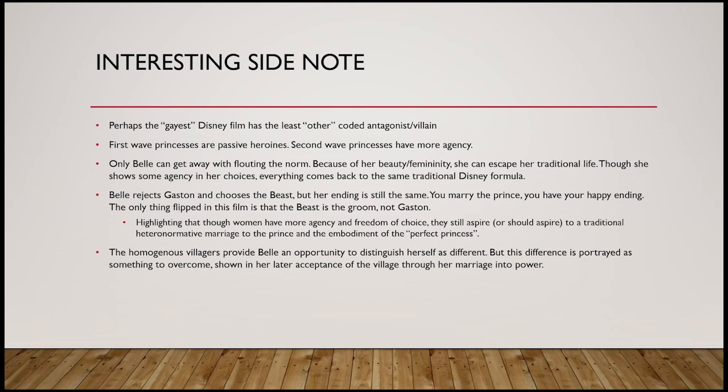We also see that the homogenous villagers provide Belle an opportunity to distinguish herself as different, but this difference is portrayed as something to overcome, shown in her later acceptance of the village through her marriage into power. So when we're talking about the other as a concept of Disney villainry, it's always an obstacle. It's something different, it's something that isn't helpful, it's a hindrance, and we see the same thing for Belle, but instead of embracing that difference, kind of like we see Elsa do in Frozen, she just finds a different community. And in the end, that community merges with her original community, so she doesn't really learn anything.